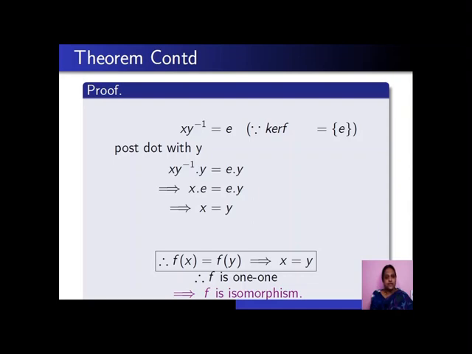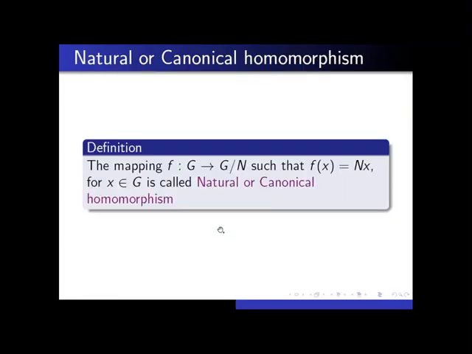We have taken f of x is equal to f of y and we have proved that x is equal to y. That means f is 1-1. Already f is an onto homomorphism and now we have proved that f is 1-1. That means f is a 1-1 onto homomorphism, which is nothing but an isomorphism. So this is the sufficient condition. In this way we prove the theorem.